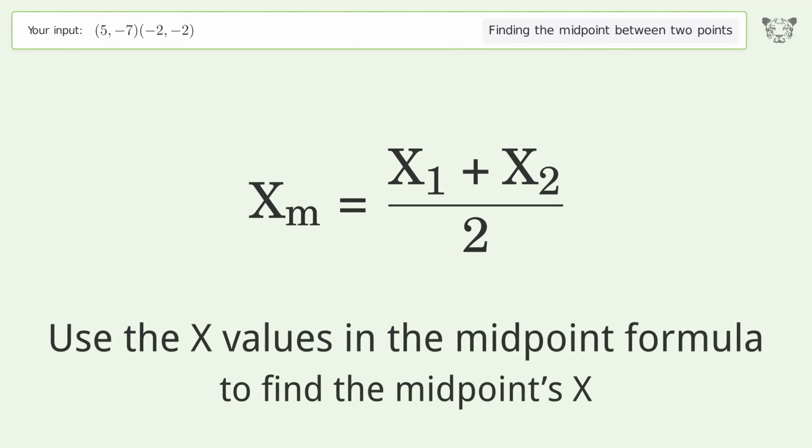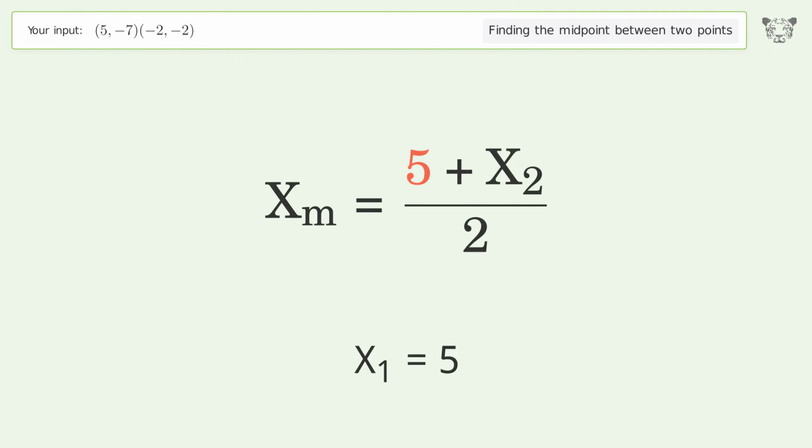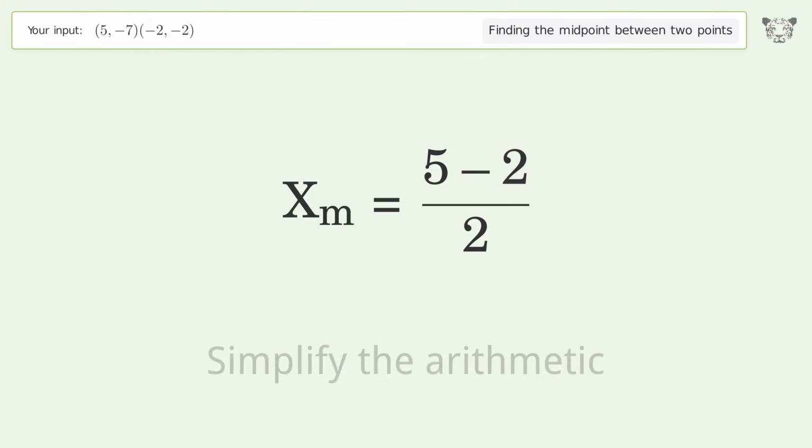Use the x values in the midpoint formula to find the midpoint's x. x1 equals 5. x2 equals negative 2. Simplify the arithmetic.